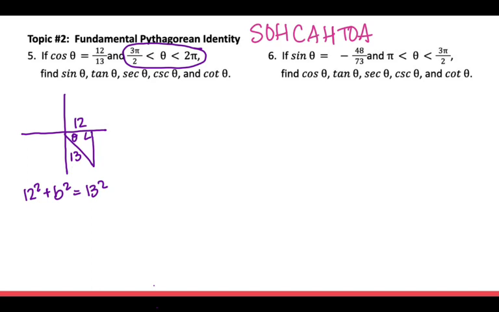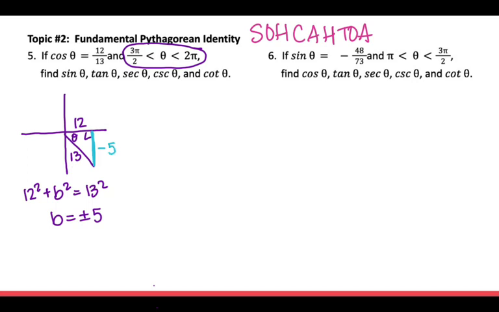Continue to solve for b. I get b equals plus or minus, because eventually I'm going to take the square root, plus or minus 5. Now, it's important to note that it could be positive 5 or negative 5. And the way that you tell is based off of the quadrant that you're in. So since I'm in that third quadrant, this side right here is going down. So that means I'm going to use a negative 5.